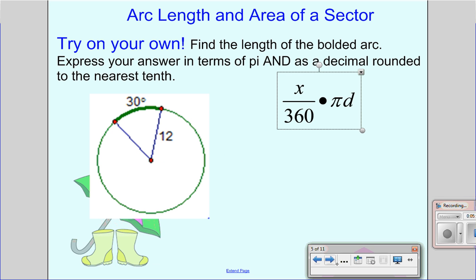Okay, so for this next example, I would like you to try it on your own. Feel free to use x over 360 times 2 pi r. So go ahead and pause the video here and work through this problem.